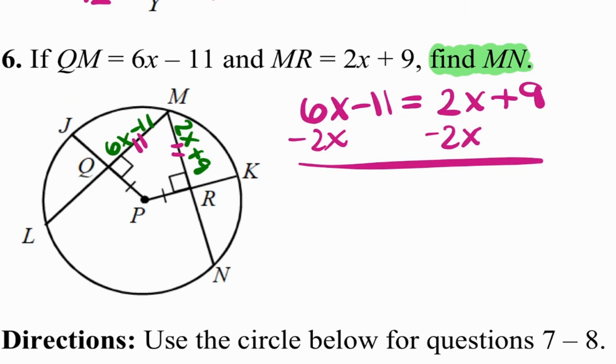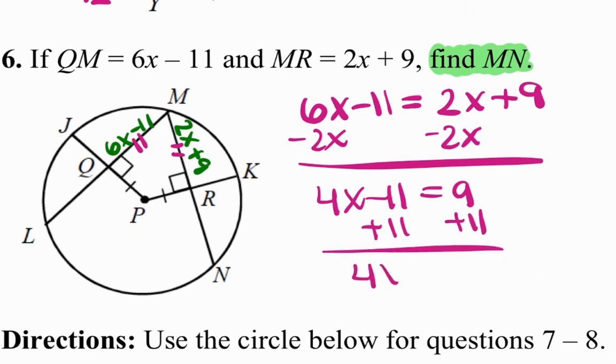So subtract 2x from both sides. Add 11 to both sides. And then divide by 4. So you get x is equal to 5.